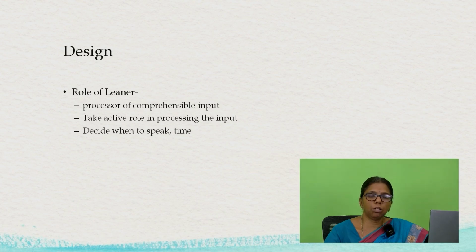Moving on to the role of the learner. The learner is supposed to be a processor of comprehensible input, and they should be actively involved in the process of processing the input, and they also have the time to decide when to speak. One important difference I told you between the direct method and this natural approach is that students are given the time to decide whether they want to start producing, start writing sentences, start speaking sentences. Natural approach believes that they need a silent period to process information, and once they are ready they can start speaking or producing sentences.